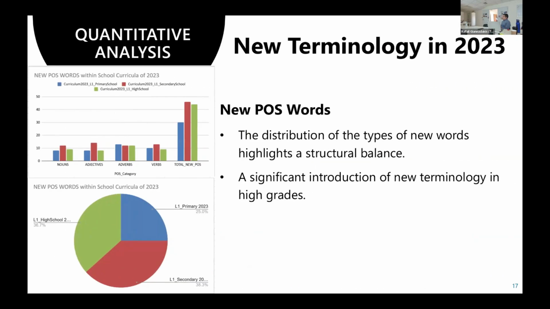We can now move on to the new terminology in 2023. We examine the new words and the distribution of these types and highlight a structural balance. As noted on the slide, the distribution highlights a distinct structural balance. Even as the curricula evolve, the proportional grammatical distribution, the ratio of nouns to verbs to adjectives, remains remarkably stable across the revisions.